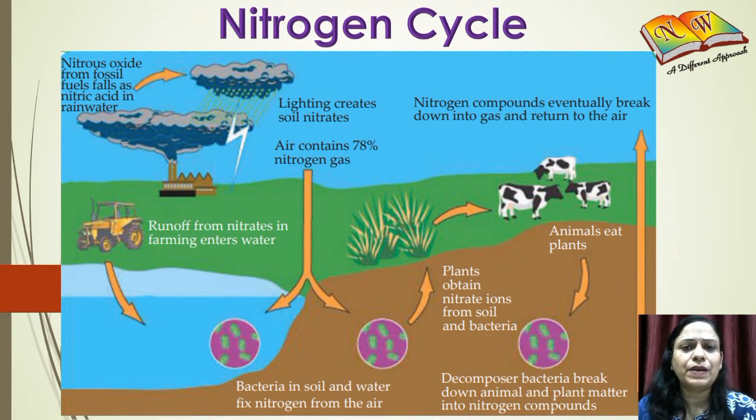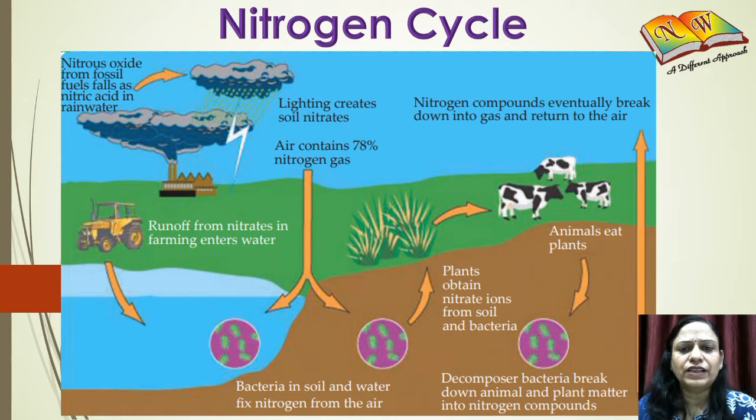So the first step involved in the nitrogen cycle is nitrogen fixation. Nitrogen fixation means converting the atmospheric nitrogen into a usable form which can be taken up by the plants. Nitrogen is one of the most inert elements that we have, and therefore no organism can directly use the atmospheric nitrogen to assimilate it in its body, except for a few bacteria which have this special ability.